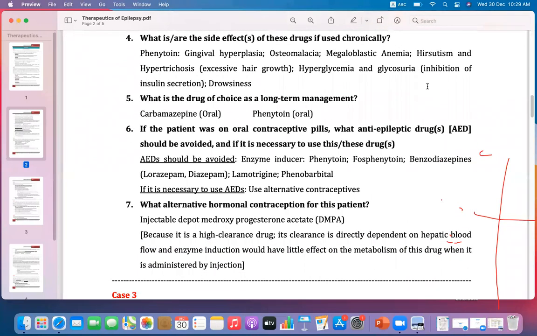Now the next question is about drug-drug interactions. If the patient was on oral contraceptive pills, what anti-epileptic drugs should be avoided, and if it is necessary to use these drugs?